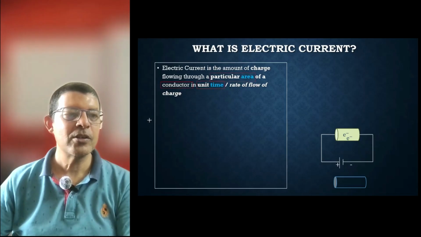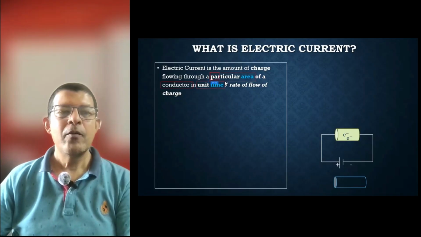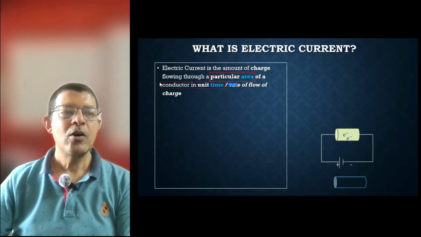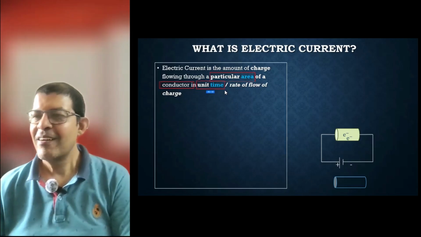Let's see if I can make this bigger. I can make it bigger, line width, okay. And this is the selection, okay, fine. Flow in a particular area of a conductor in a unit time is called as the current.